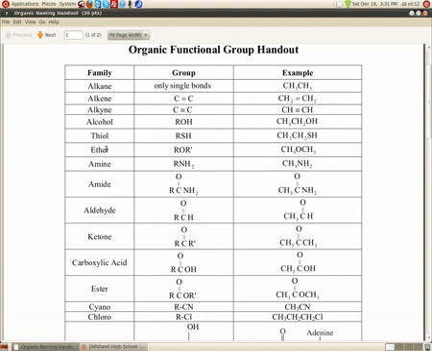Now ether, I love ethers because ethers and esters are probably the two best to memorize. Let me show you why. An ether is basically surrounded by two separate carbon chains. Let's remember, that's what R stands for.